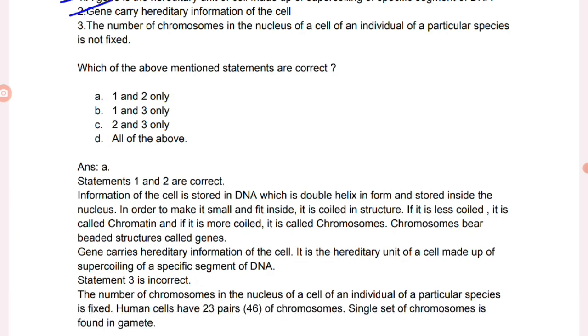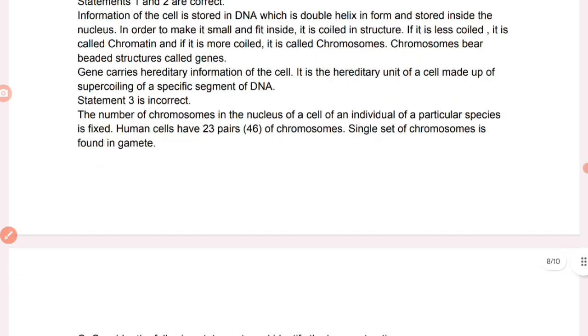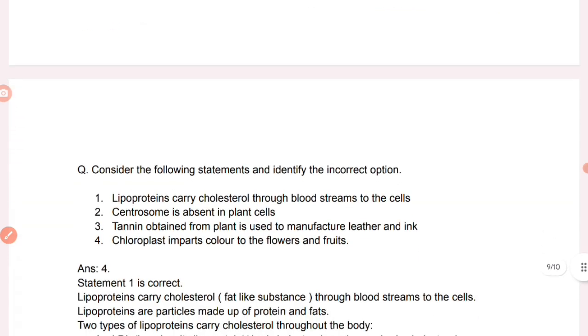The number of chromosomes in the nucleus of a cell of an organism of a particular species is not fixed. So this is not correct. The number of chromosomes in the nucleus of a cell of an individual of a particular species is fixed. Like human cells have 23 pairs. Okay? And what is gamete? It is a single set of chromosomes.